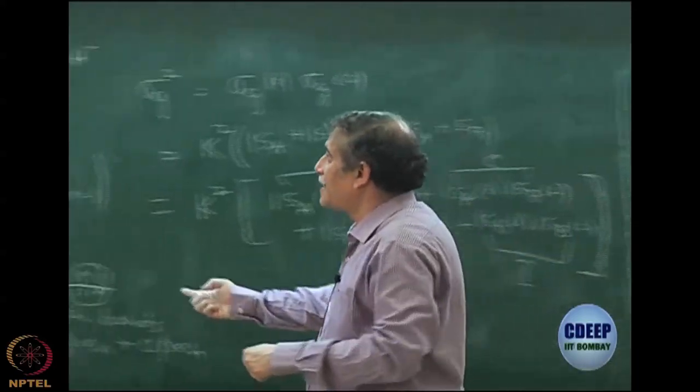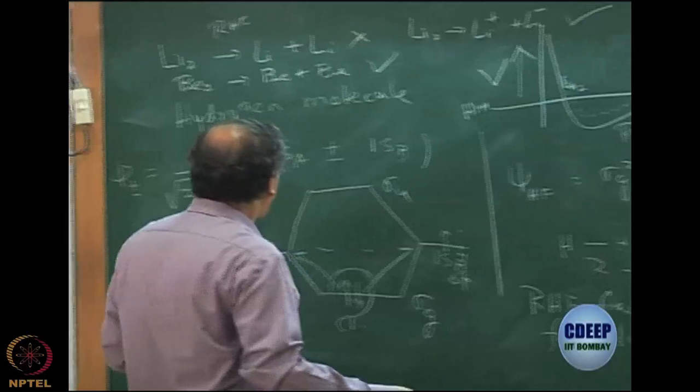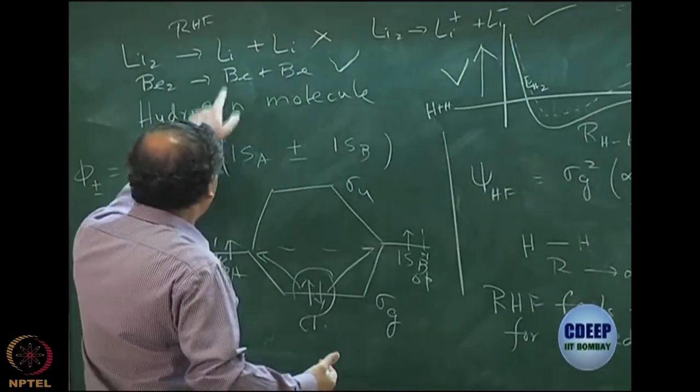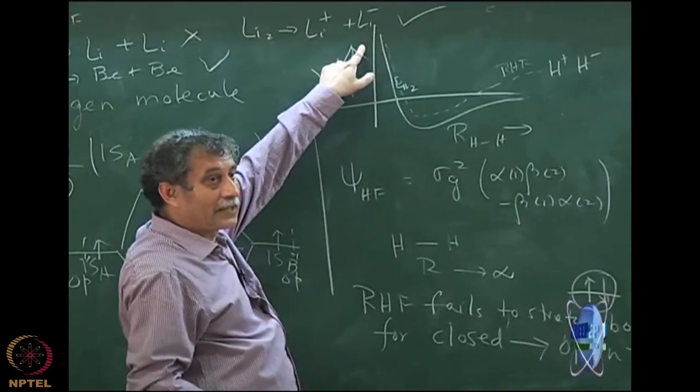So in a simple way, I can say Li2 can go to Li plus Li, can go to Li plus Li minus and so on. Of course, if you ask me ground state, this is the ground state. This is not the ground state, Li plus Li minus.